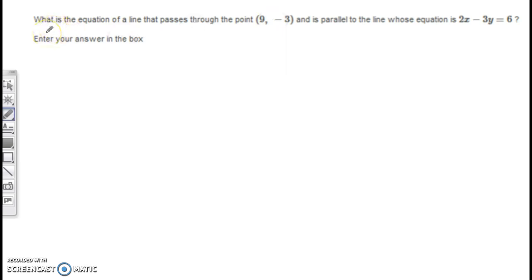Alright. Write the equation of a line that passes through this point and is parallel to a line whose equation is this. Alright, so we got a couple things going on. First of all, we have a point. I'm going to go ahead and label that x and y. We want it to be parallel, so I'm going to make myself a note that I want the same slope.